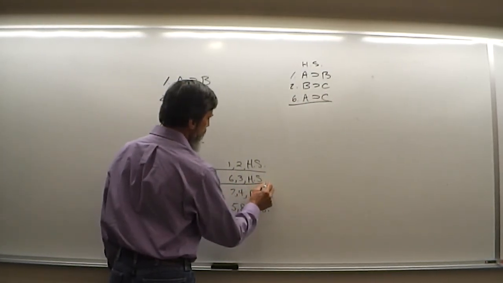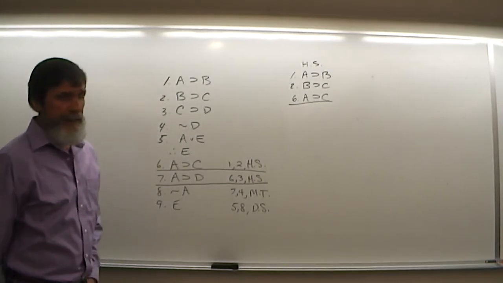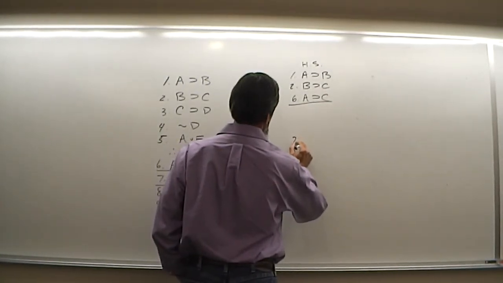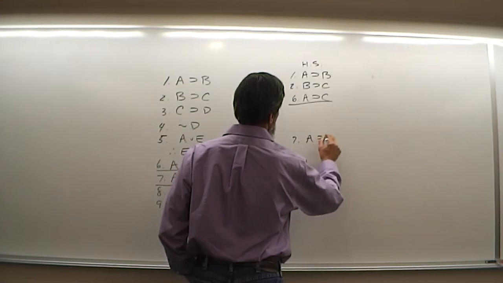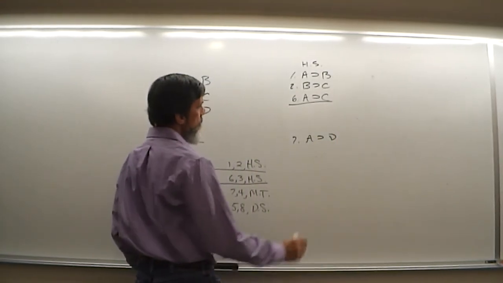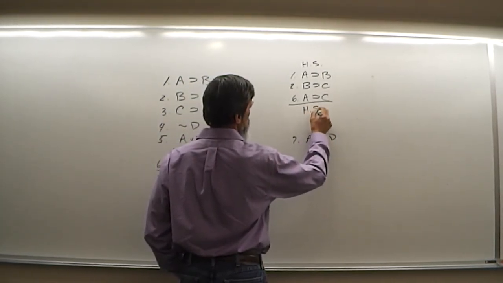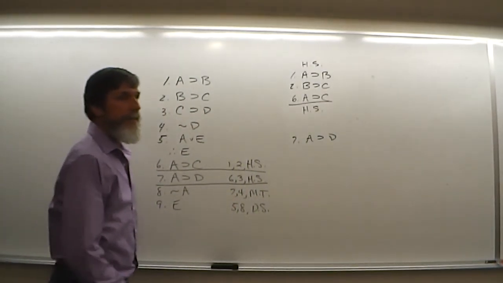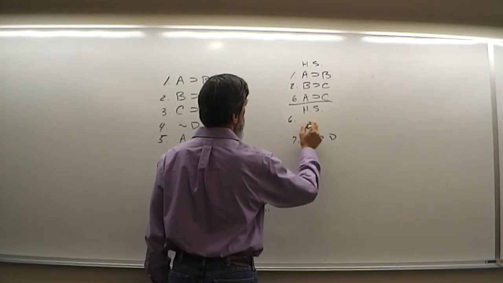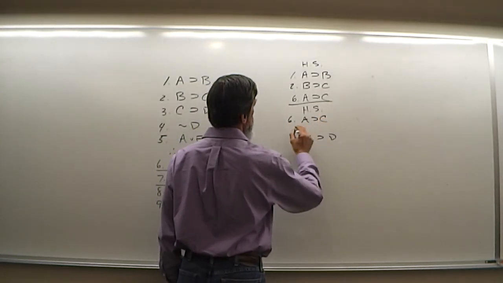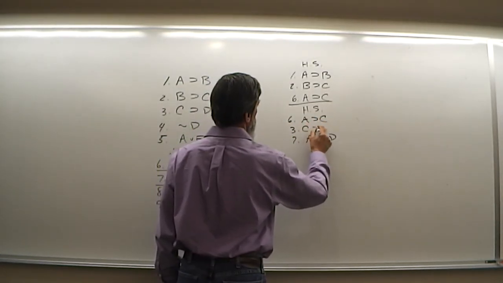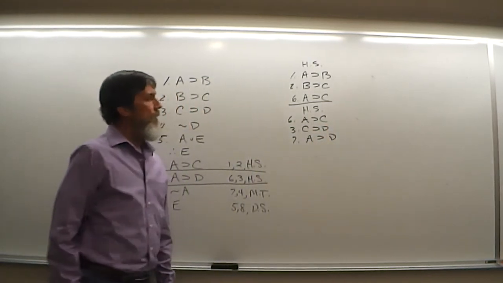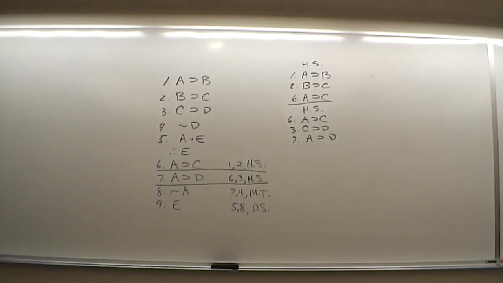This notation right here means that the author concluded line 7, again by hypothetical syllogism, this time using lines 6 and 3 as the premises. So do you recognize that as a substitution of hypothetical syllogism? Yes?